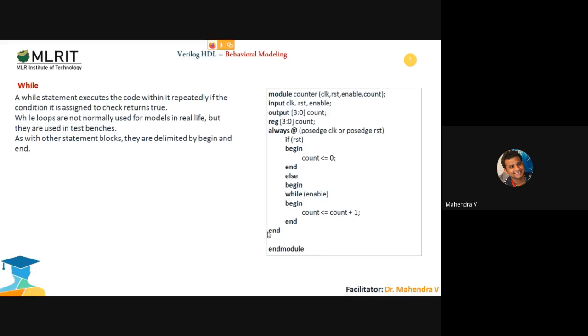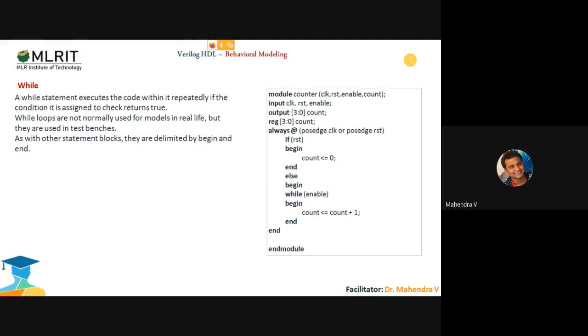Now while is used for repeating a set of constructs. So we use the while, and inside the while we will verify the condition. If that condition is true, then this will be executed. If that is false, then this will be skipped. This while behavior is always the same as the while of C language, right?